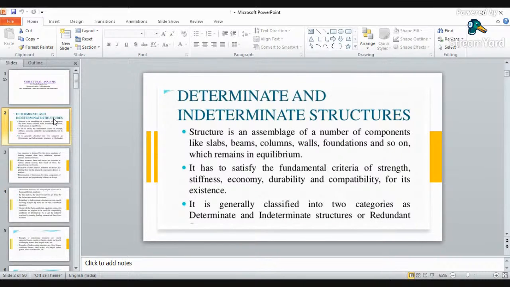A structure is basically an assemblage of a number of types of components like slabs, beams, columns, walls, foundation, and which will remain in equilibrium all the time. So, if all the members are satisfying the fundamental criteria of strength, stiffness, economy, durability, compatibility, then it is in an equilibrium condition. So, basically, your structure has been divided into two types, that is statically determinate structure and statically indeterminate structure. Indeterminate structures are also called redundant structures.